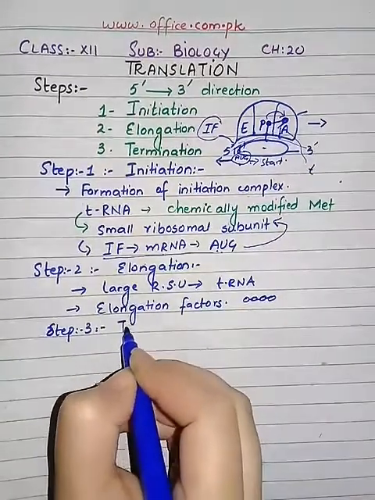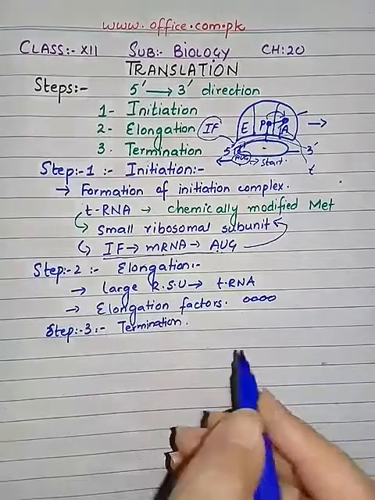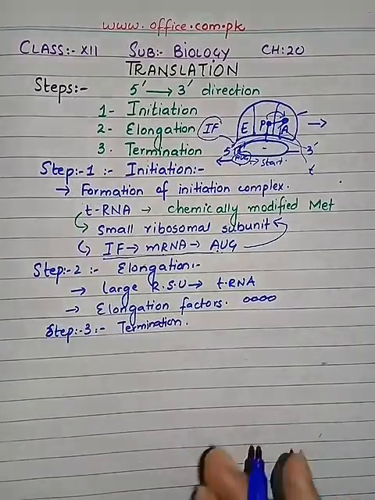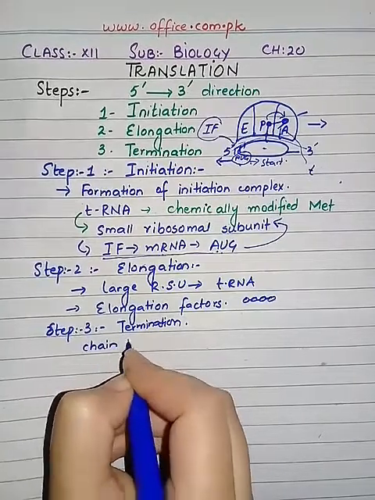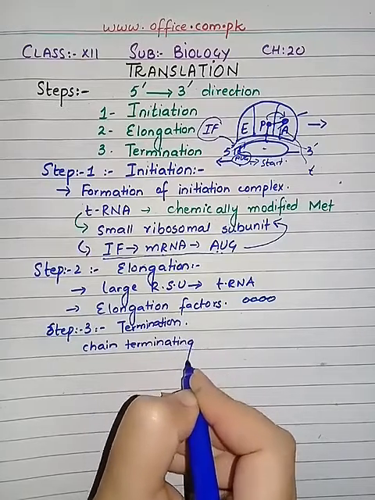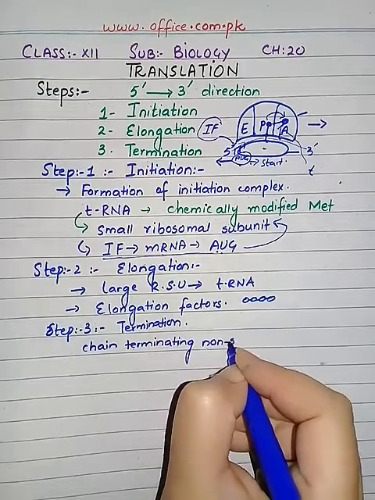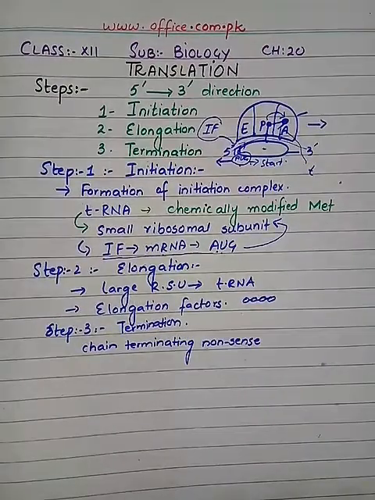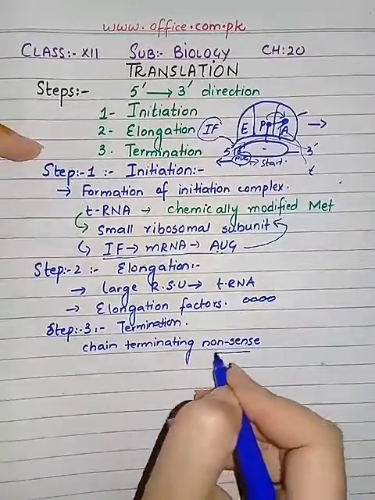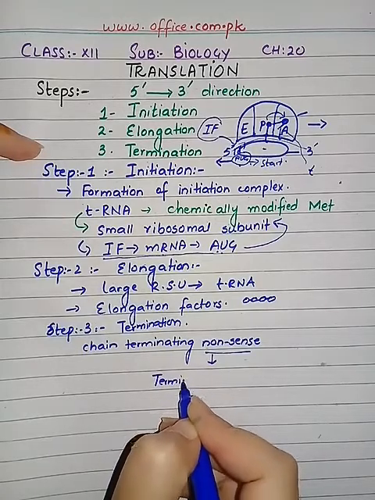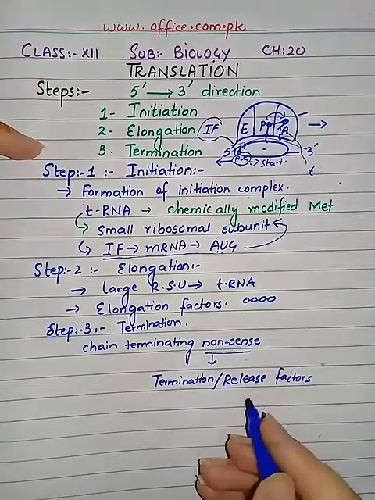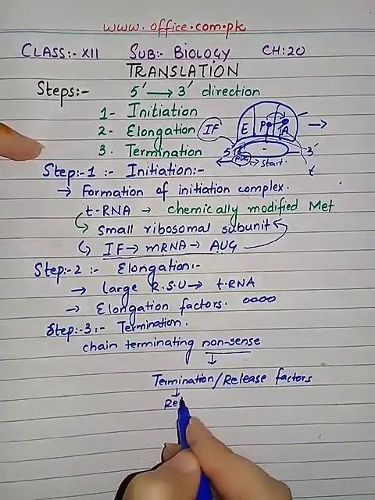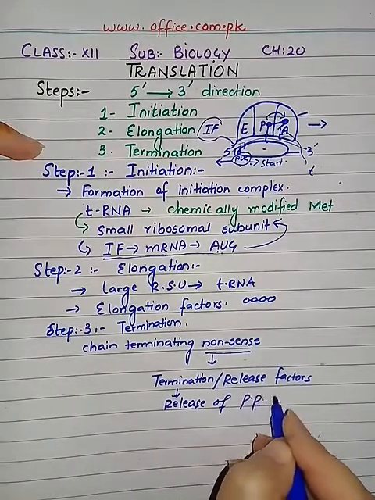Now step 3 is termination. After the proper elongation and the chain is now produced, the next step is termination. So chain terminating nonsense codons. We have studied about nonsense codons, that when they appear, the whole process of translation stops. For example, UAA. The nonsense codons do not bind to any transfer RNA, and when these codons appear, the termination factors or the release factors are activated, and then they release the newly synthesized polypeptide chain.